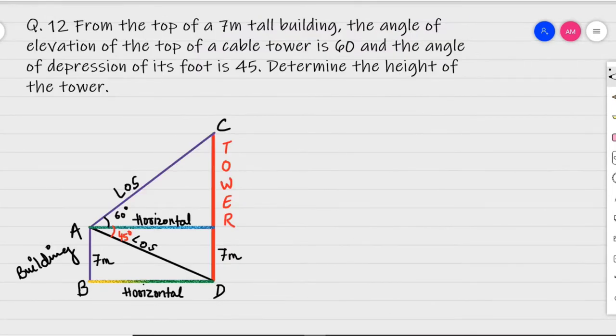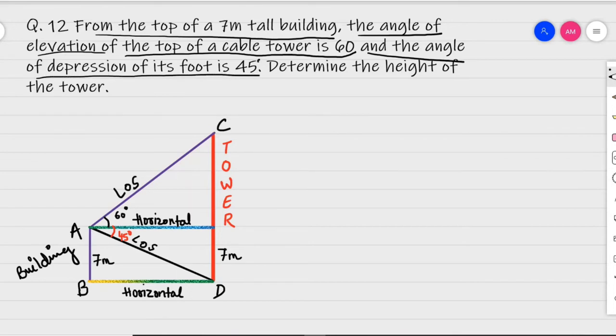Come on children, let us see question number 12. From the top of a 7-meter tall building, the angle of elevation of the top of a cable tower is 60 degree, and the angle of depression of its foot is 45 degree. Now children, first of all, try to make the figure, and for making the figure you have to understand the question properly, and what you have to find out is the height of the tower. Determine the height of the tower.